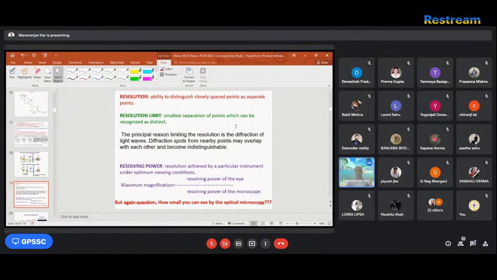Now let us see it. I told you that it is always with respect to the eye. We have settled our definition, nothing to confuse or forget. Resolution is the ability to distinguish closely spaced points as separate points. Who will separate? The instrument will separate them by magnifying to the eye limit. The eye is my reference. My eye has a limitation, that is 0.35 mm.